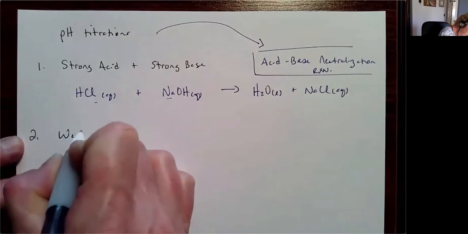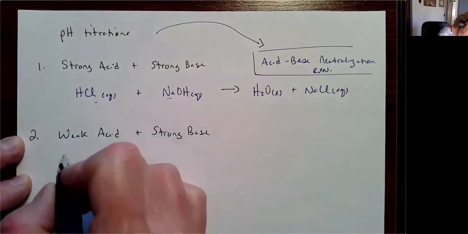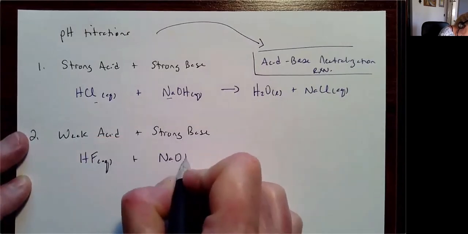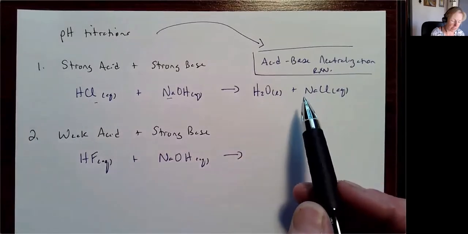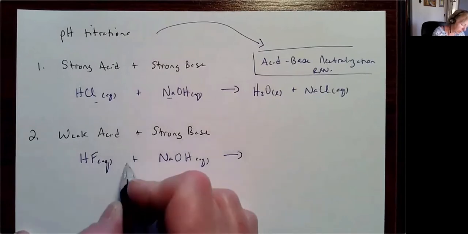So I can have a weak acid plus a strong base, and let's say our weak acid maybe is HF. So an aqueous solution of HF, and I'm going to react that with sodium hydroxide. This is still an acid-base neutralization reaction. So this is not an equilibrium reaction. I know we've been talking about equilibrium reactions.